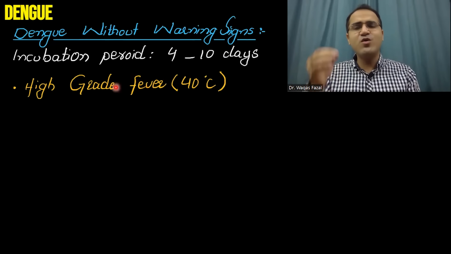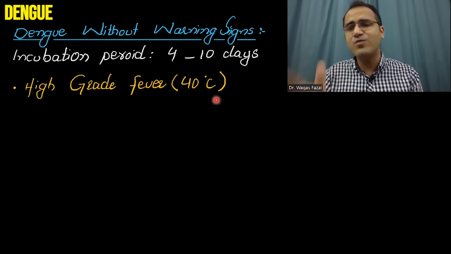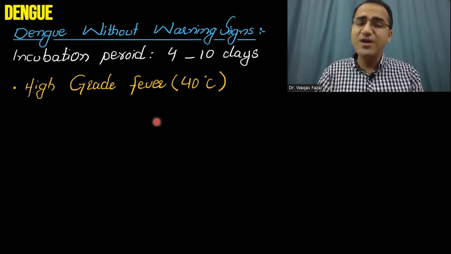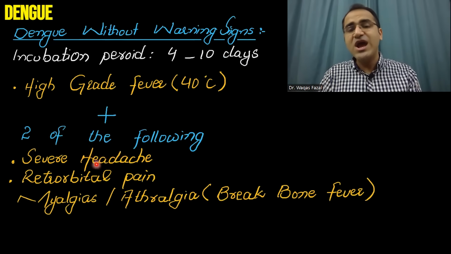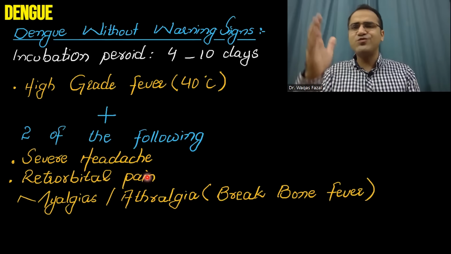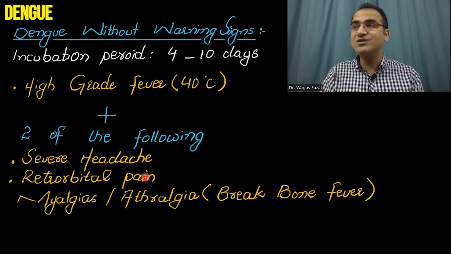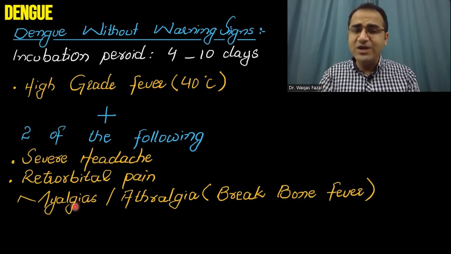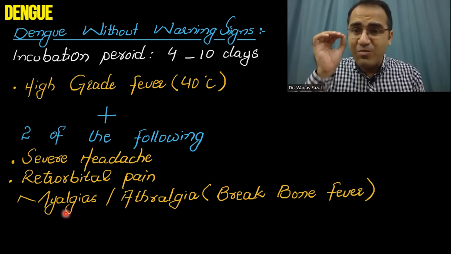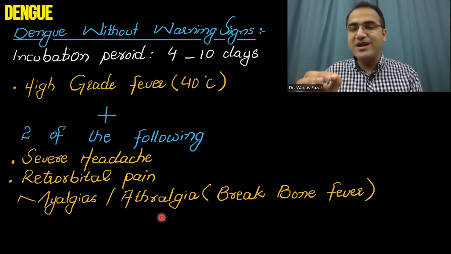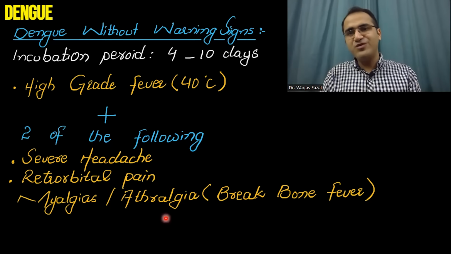The patient will be complaining of high grade fever up to 40 degrees centigrade. And if the patient has two of these things, severe headache and retroorbital pain, the patient would be complaining, doctor, whenever I look on the sides, I get severe pain at the back of my eyes. And the patient will be having myalgias, arthralgias, severe muscle pain, joint pain, which is called breakbone fever.